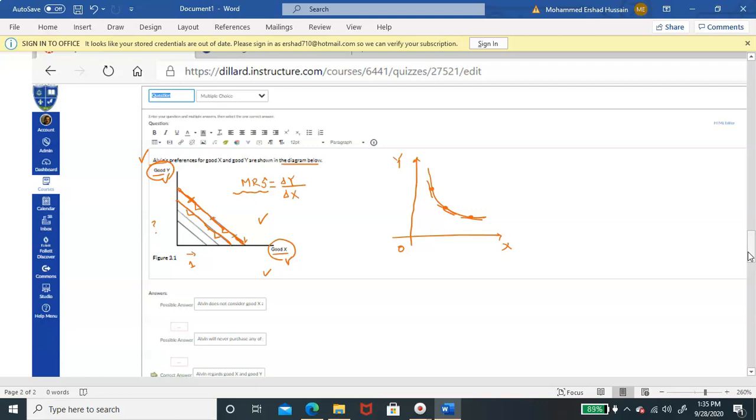But if you look here at the MRS, the MRS at point 1 is bigger than the MRS at point 2. Look at the slope of the tangent at that point too. This one is steeper than this one, and this is flatter than this. So the MRS at point 3, the slope of the tangent at point 3, is smaller than at point 2, and so on. So we can find that from here.